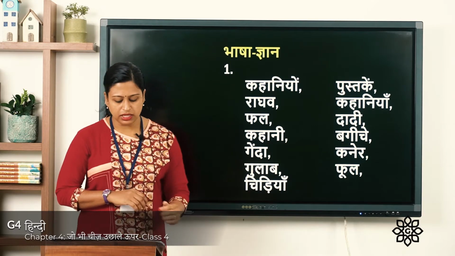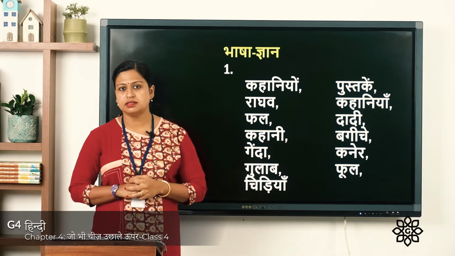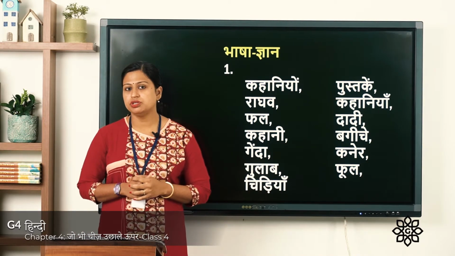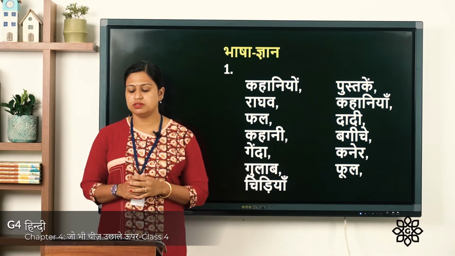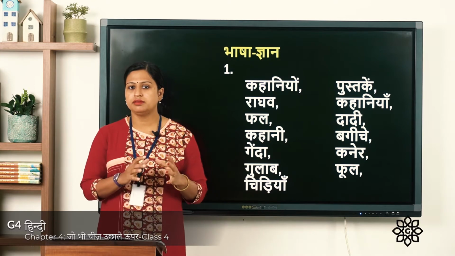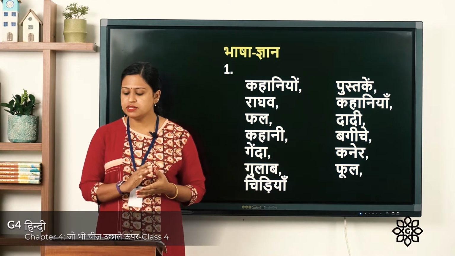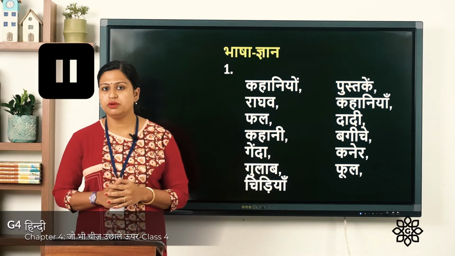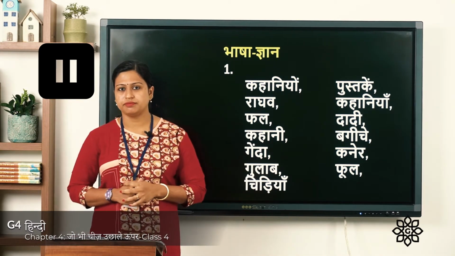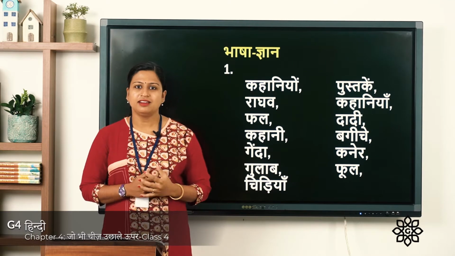Now let's move to the next exercise, that is विपरीत शब्दों के जोड़े छांटकर लिखिए. So you have to separate the opposite words. Words are given there in the box and the first one is already done for you. You have to pause the video and do the rest of them. I hope you all have done it. Now let's check the answer.